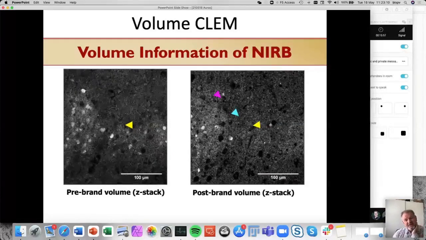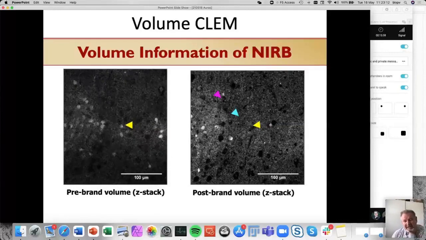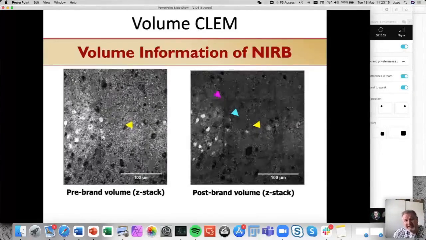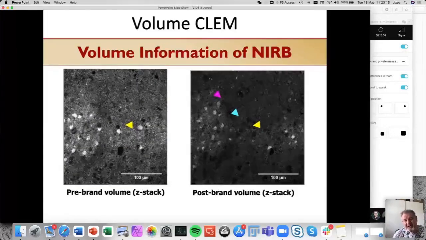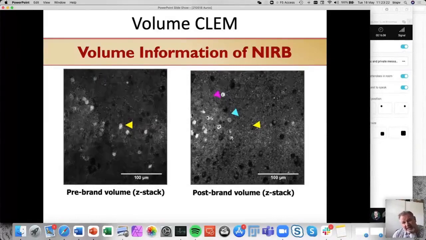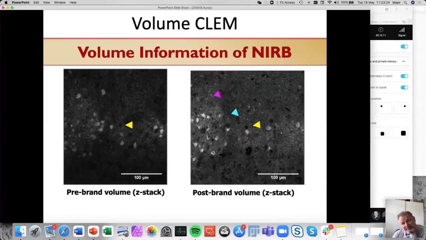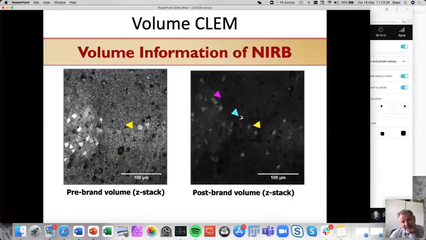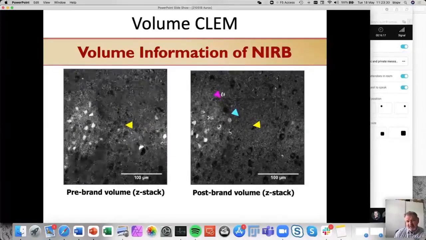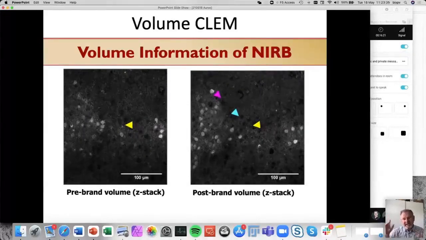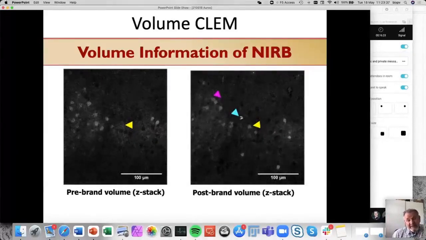So on the left is the pre-brand before we do the branding. And then on the right, you can see the brand marks present. Here they are. And the next one is coming up now. So I hope that's visible. And this is only two, but the tissue higher up also has these brand marks.